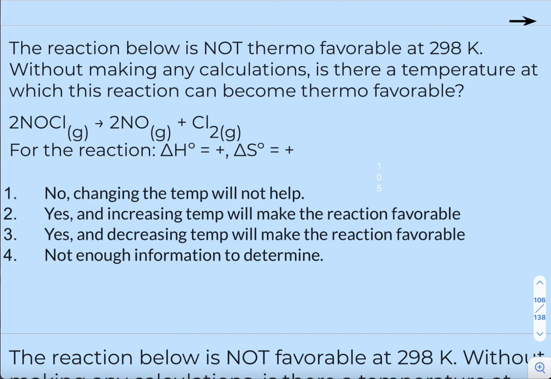Okay, so take a look at this one. These are the types of conceptual questions you might see in multiple choice. The reaction below is not thermodynamically favorable at 298 Kelvin. Without making any calculations, is there a temperature at which this reaction can become thermodynamically favorable? These are very typical questions for delta G.